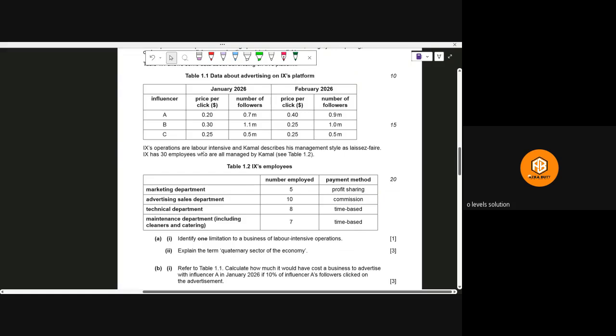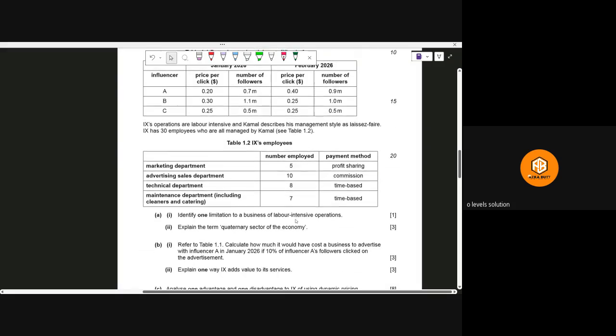IX operations are labor intensive, and Kamal described his management style as laissez-faire, because IX has 13 employees who are all managed by Kamal. So here we have table 1.2 about their employees. Marketing department, they have 5 employees there, and they are sharing profit with them. Then we have advertising sales department, they have 10 employees and they are working on a commission basis. Technical department, they are paid on a time basis. Maintenance department, they're also paid on a time basis, according to how much time they are working.